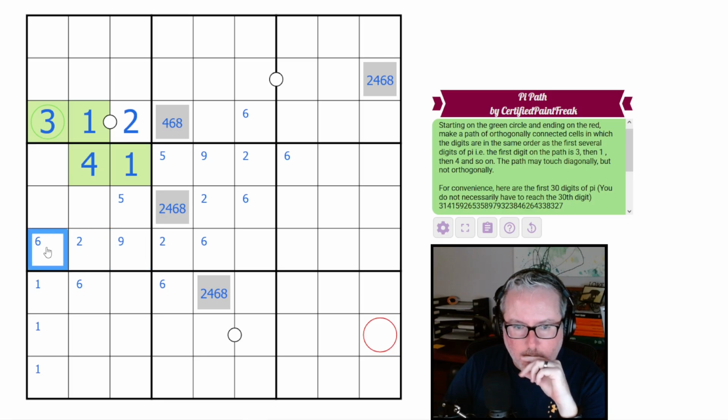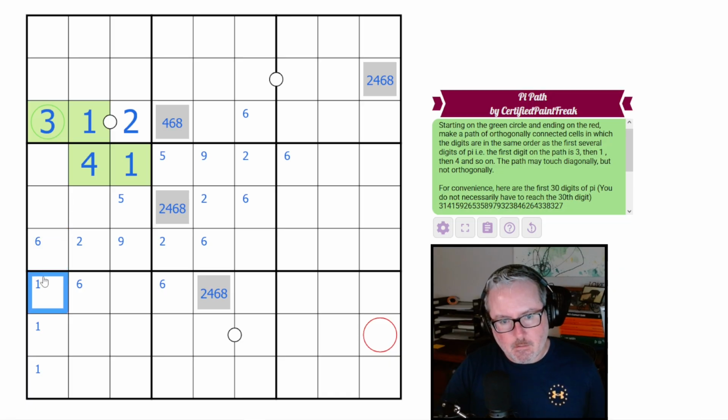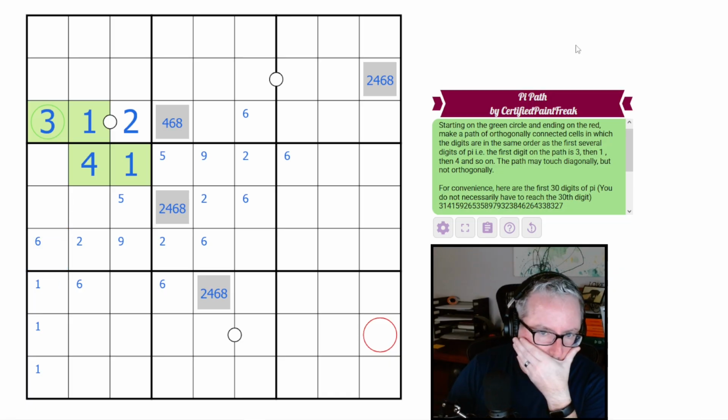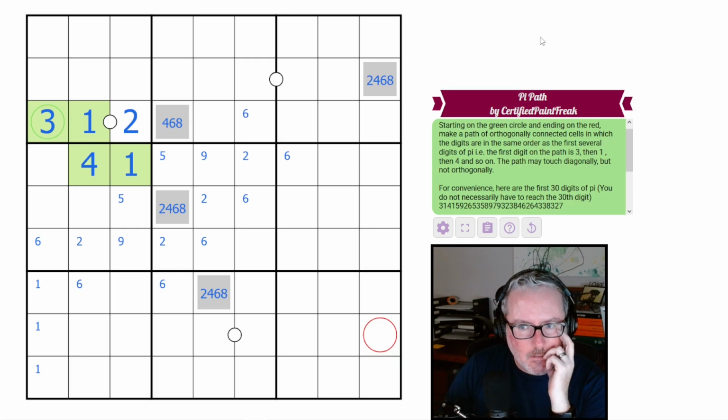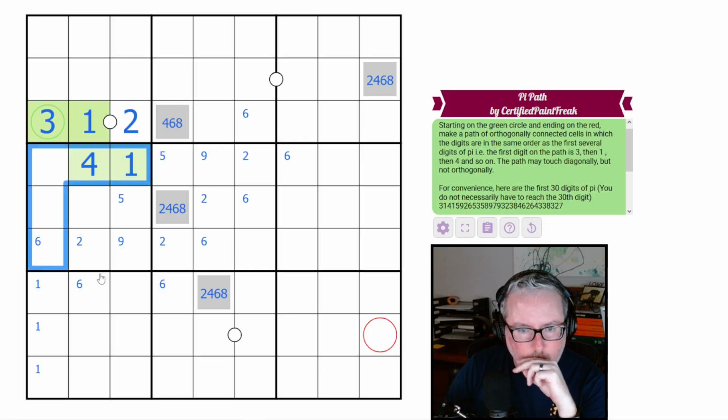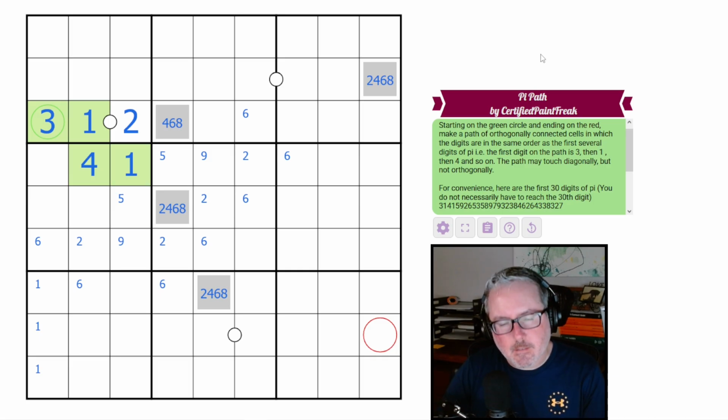Because if we were ever to go this way with the 6, the 1, 5, 9, 2, 6, we can't get out because this... No, it's not true. This could be a 5. Shoot, I'm getting all kerfuffled. What the heck? One of these is a 3, but that's not helpful. How the heck do we continue on this thing?